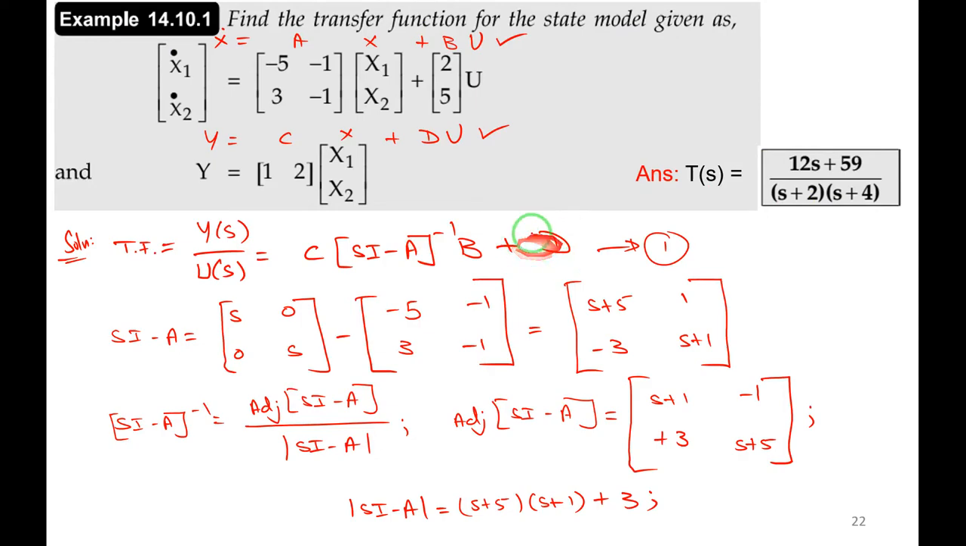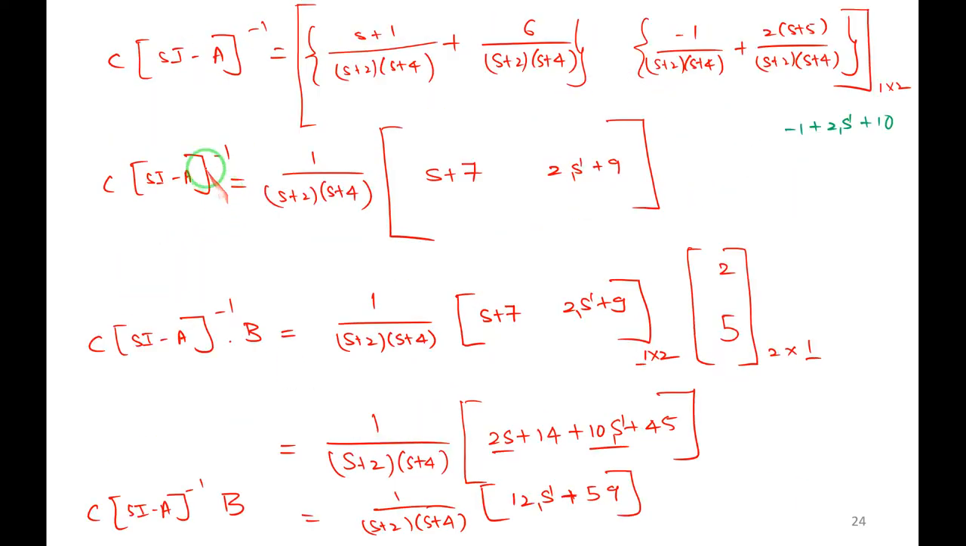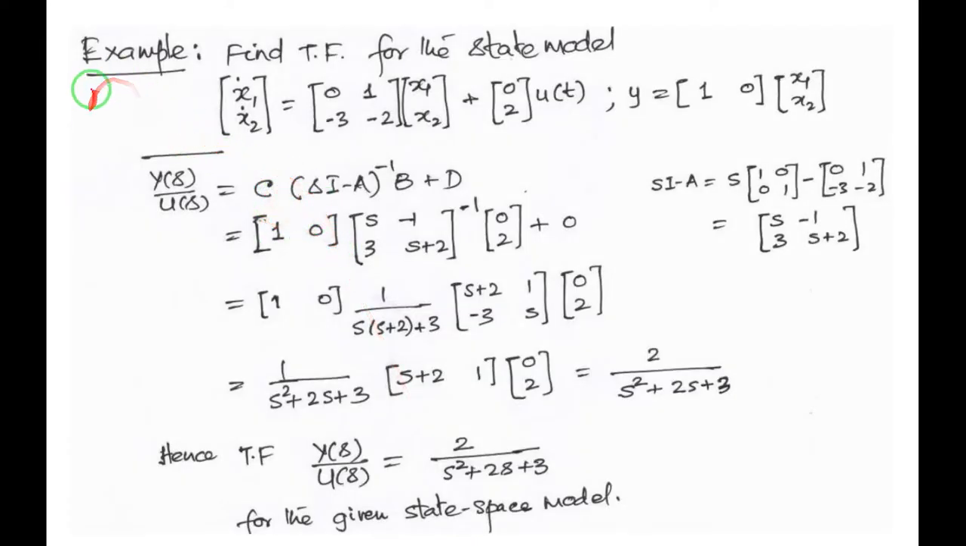Next, plus D. I have to add D. Then I will get the transfer function. So transfer function is equal to, oh, I don't have any other slide. So, okay, let me do it here. A problem continued in the next slide. Okay, continuation of the previous problem.